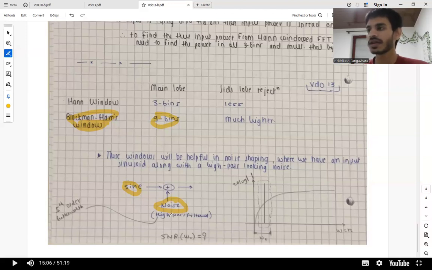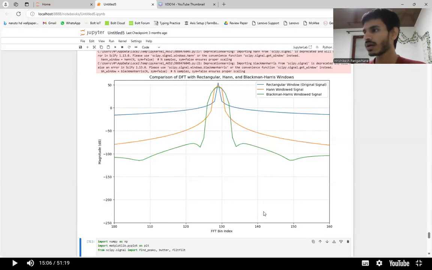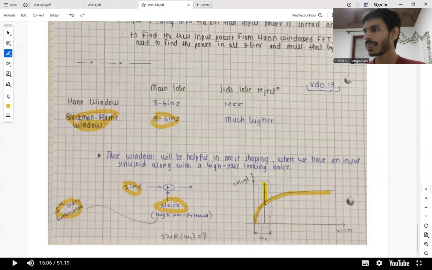So how can we generate a noise? Let's take a white noise and pass it through a high pass filter. Over here we will take a fifth order Butterworth high pass filter. So when the noise is shaped and we plot it, this is a high pass noise, and basically this is our sinusoidal.